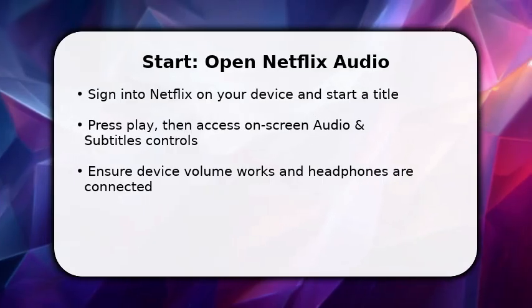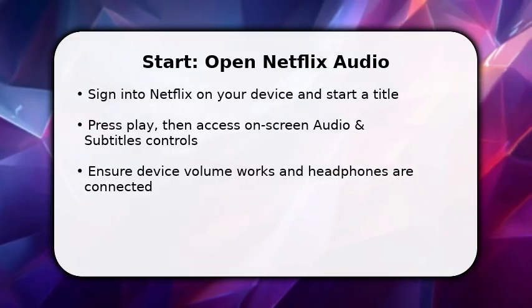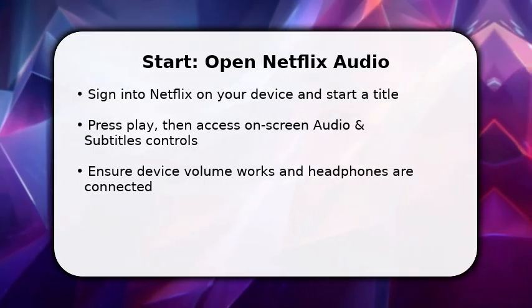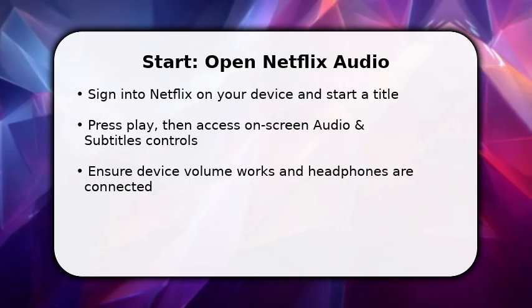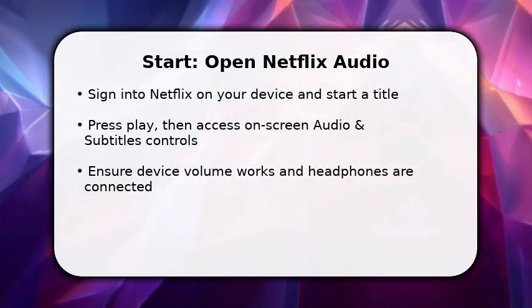You begin by opening Netflix and playing the show or movie you want. Once done, move your cursor or tap the screen to reveal playback controls. This exposes the audio and subtitles icon. You need this menu to change audio settings directly, so make sure the player is active and not paused.